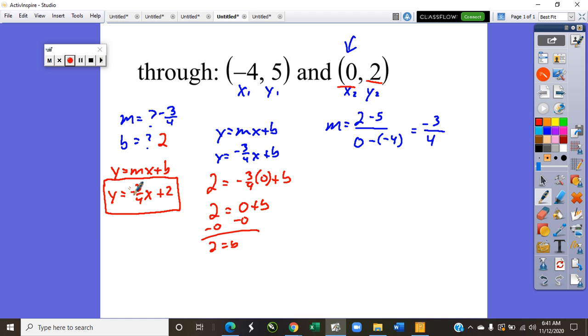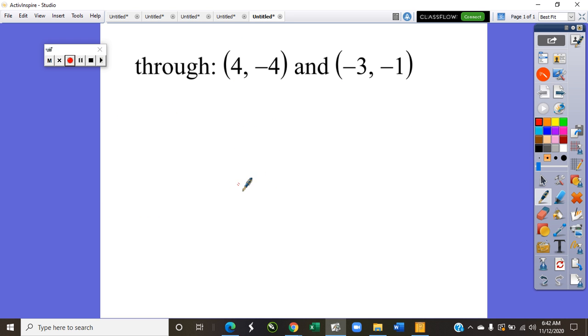Now, on all of these, I've had a y-intercept that happened to be an integer. So let's see if we've got one that won't be the case, and you'll have one or two like this on your worksheet. Same procedure: I've got to find my slope and my y-intercept. So x1, y1, x2, y2.